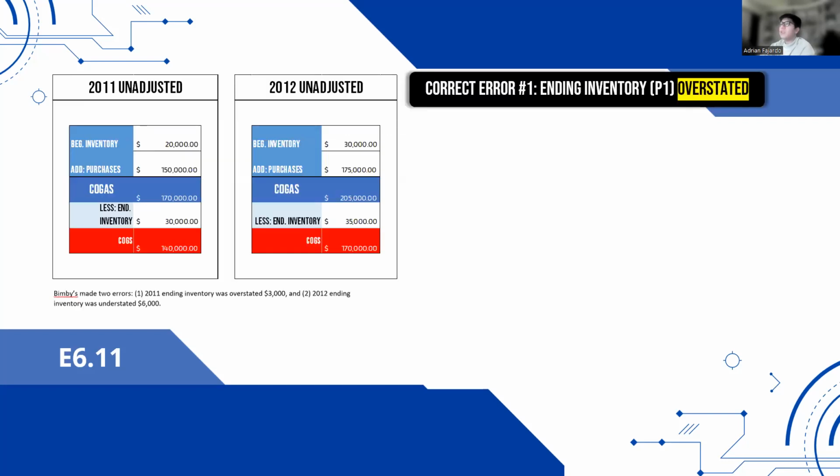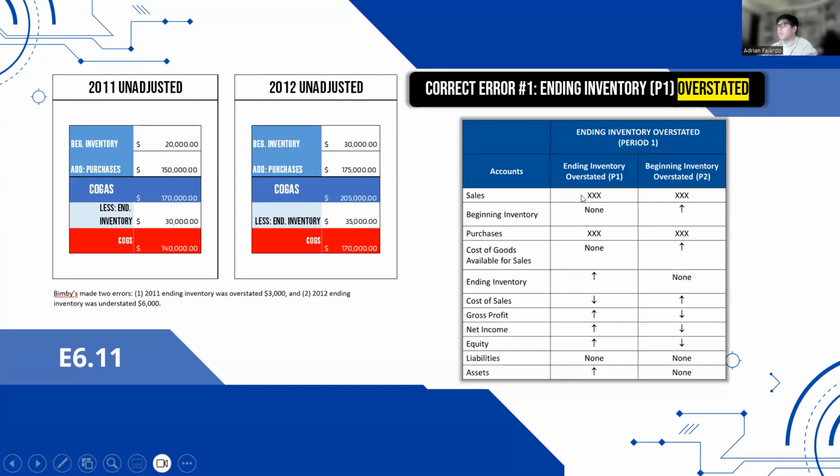Correct error number 1. Number 1 says the ending inventory of period 1 is overstated. Please be careful, first look at which one is period 1. It's 2011 and 2012, so our period 1 is 2011. Now, the ending inventory is the one that's wrong. So this 30,000 is the error. Right? So let's see how to solve this.